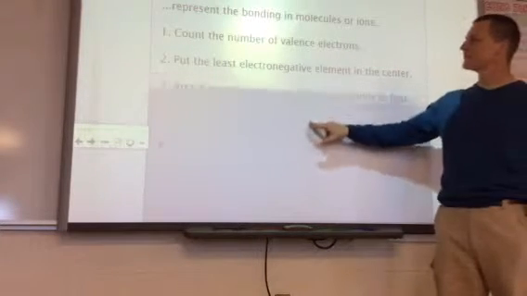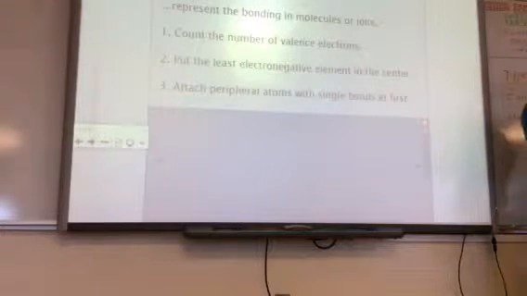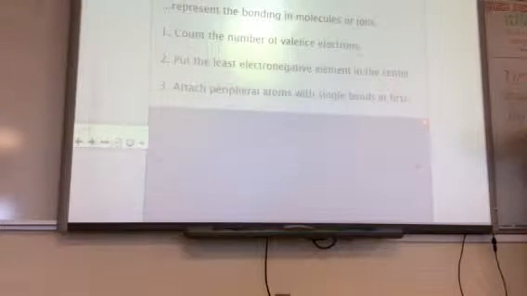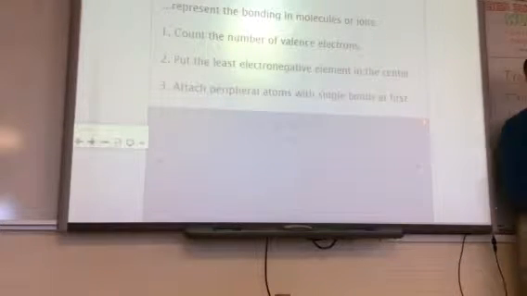Number 3. Those outer atoms that attach to the central atom, I call them peripheral atoms. So we're going to attach all the peripheral atoms to the central atom with just single bonds. Those single bonds may change after we have to play with it, but at first put them on with single bonds.